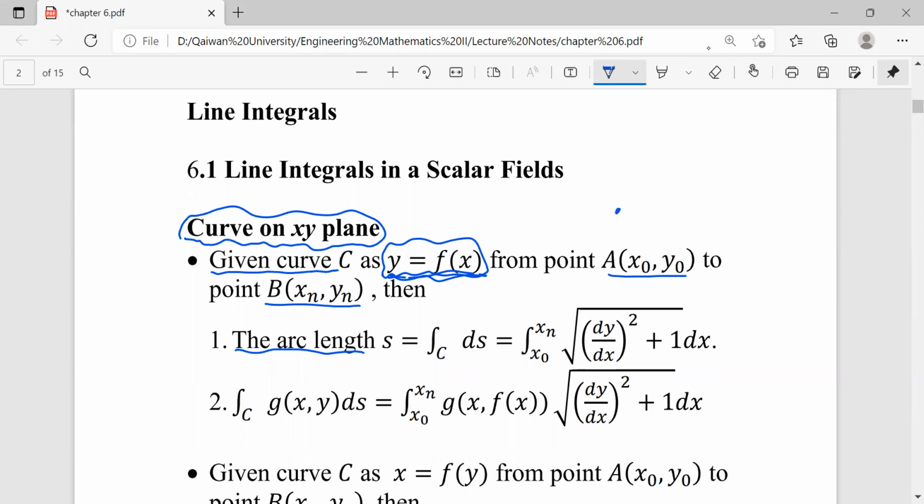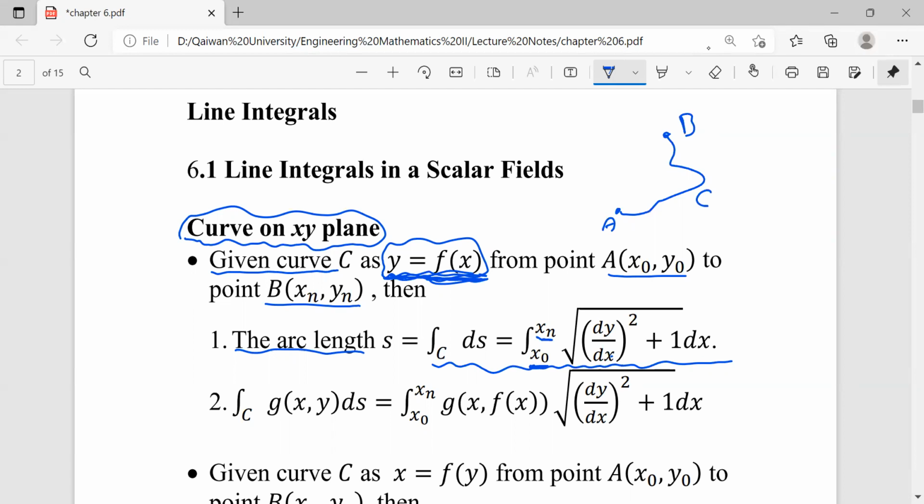Here, let's say this is point A, and this is point B. This is the curve, curve C. The length of this curve, the arc length from A to B over this curve, can be obtained by this rule. It is the integration from x0 to xn of the square root of dy over dx squared plus 1, all dx. Here we take the derivative of the curve with respect to x, then square it, plus 1.